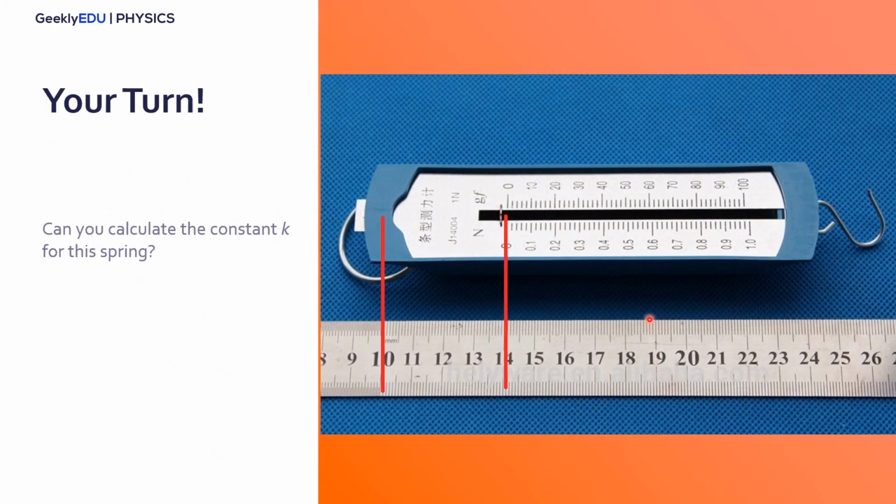Okay, so it's your turn now to think a little bit about it. Look at this image here. We have a dynamometer, and that's right beside a ruler. So consider that the natural length, the initial length of the spring, is 4 centimeters. So based on this picture here, can you calculate the constant K for this spring? Think about it and write your answers in the comment section.